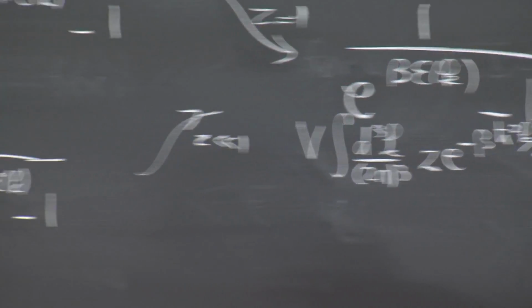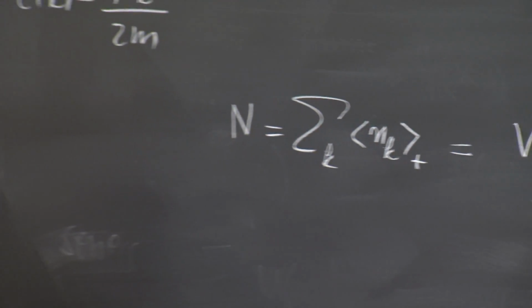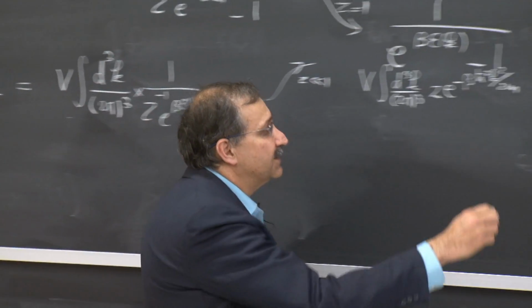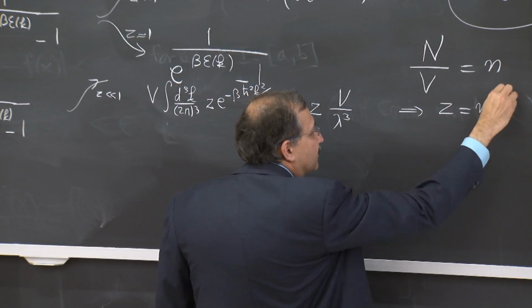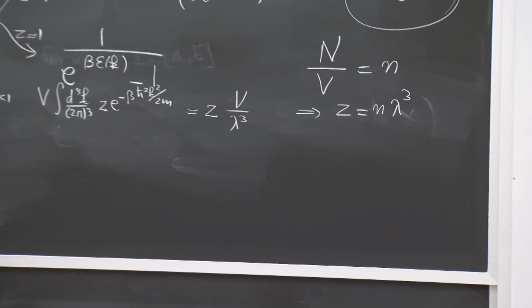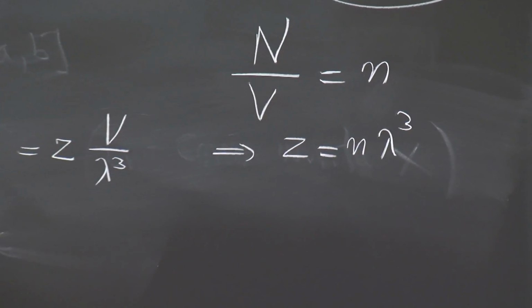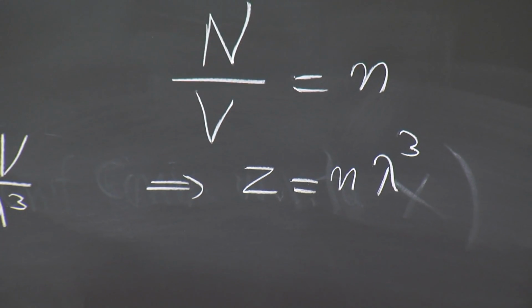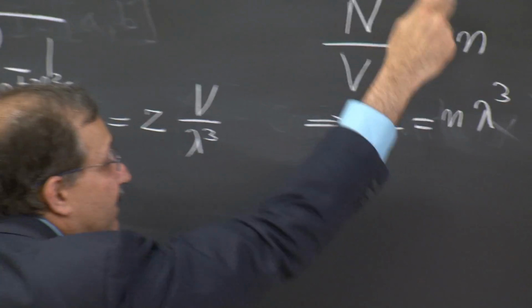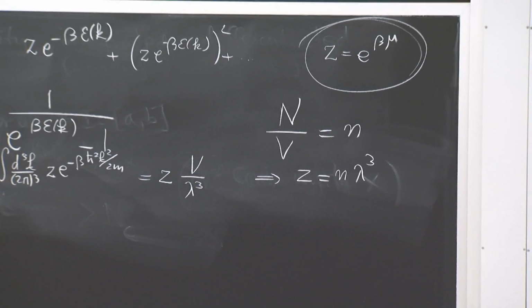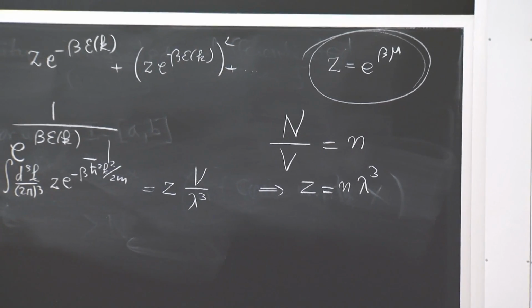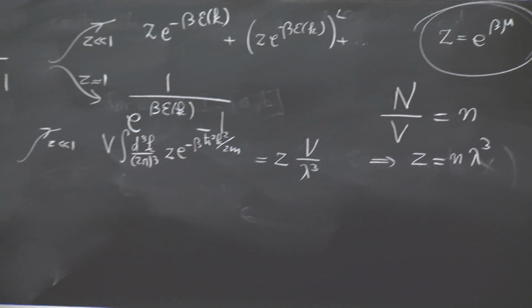So normally, you would then solve for z, and you would find that z is the density times lambda cubed. And this is a formula that we have seen a number of times, that the chemical potential is kT log of n lambda cubed. Okay? Fine. But now we are interested in the other limit.